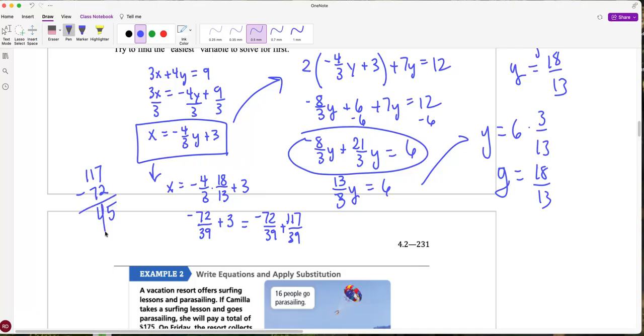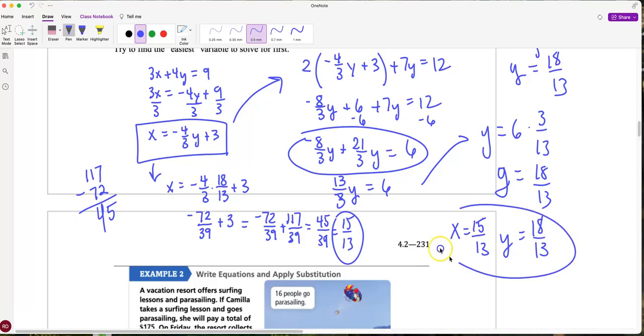So 117 minus 72, 45. So this is what, 45 over 39. Divide those by 3, 15 over 13. So that's your x value. So x is equal to 15 over 13. Y is equal to 18 over 13. So a little bit involved, but that is our solution there.